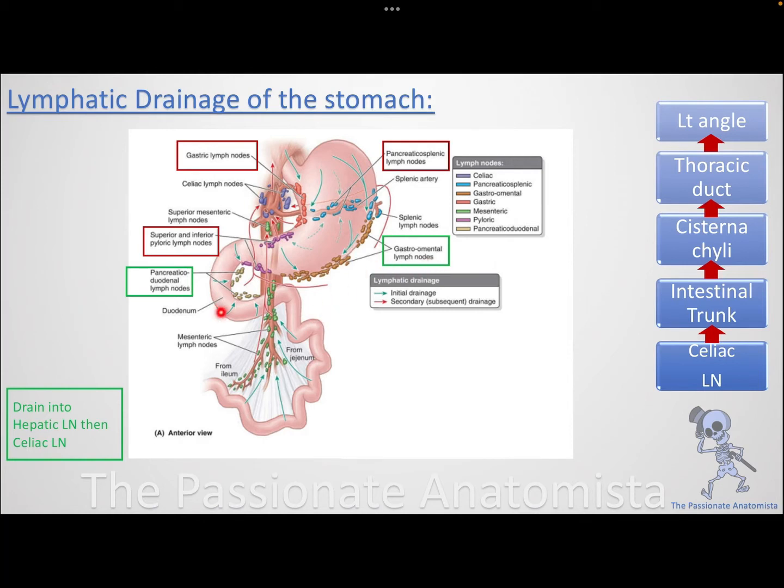What's in green, guys, I want you to know that these lymph nodes, which are the gastro-omental and the pancreatico-duodenal, they drain into the hepatic lymph node before they drain into the celiac. So remember that the gastro-omental and the pancreatico-duodenal are going to drain into the hepatic first, and then they continue their journey as the others.